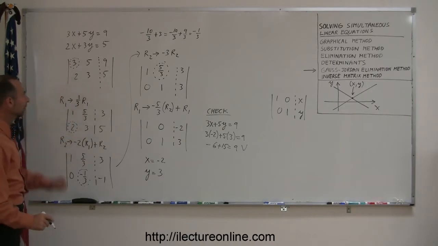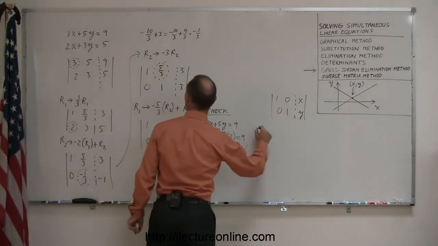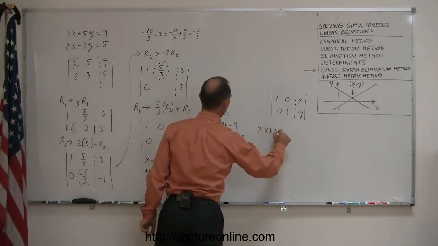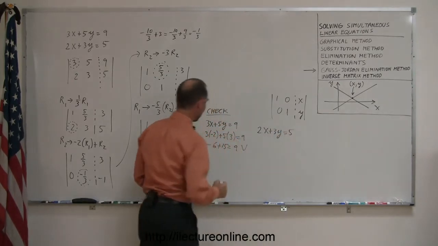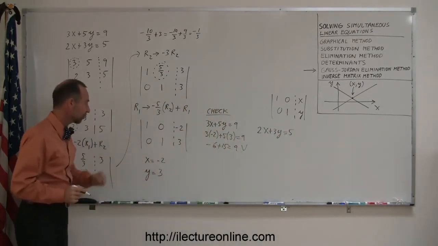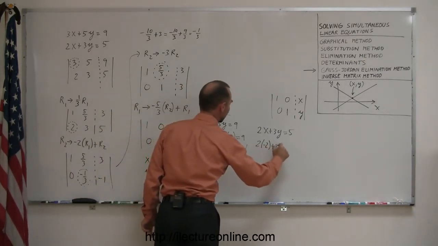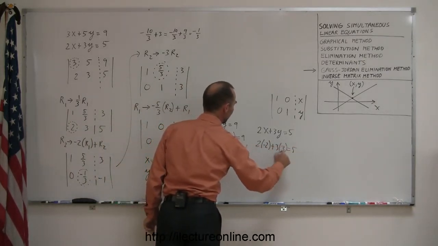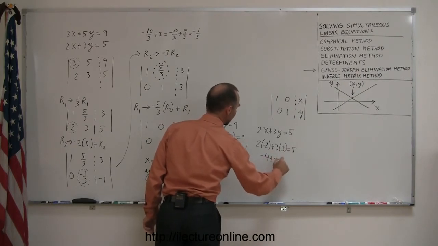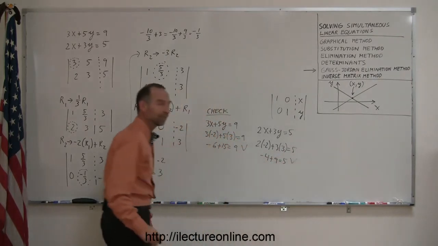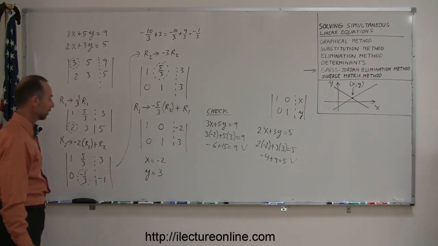And one more check, taking the second equation. So we have 2x plus 3y equals 5. Again, plugging in the -2 and 3 for x and y, we get 2 times -2 plus 3 times 3 equals 5, or -4 plus 9. Yes, indeed, that's equal to 5. So we just saw that we did it correctly.